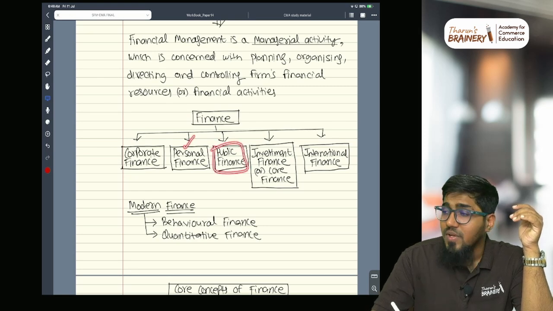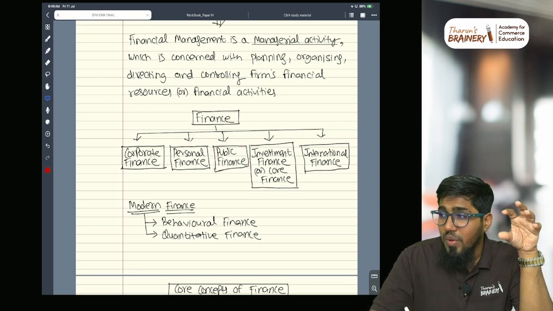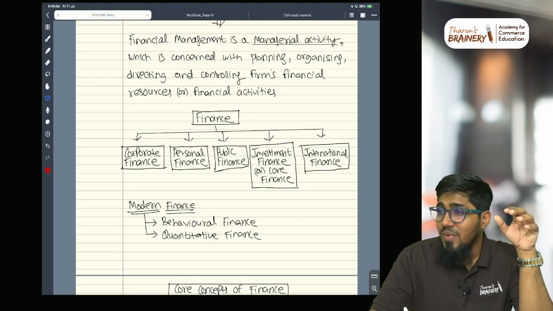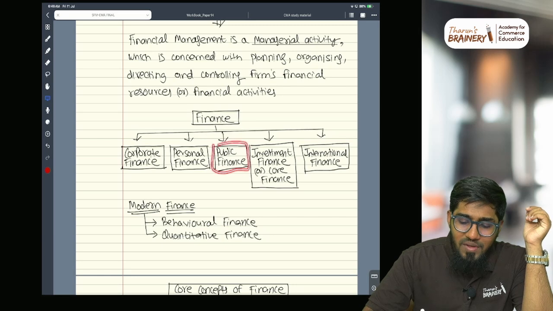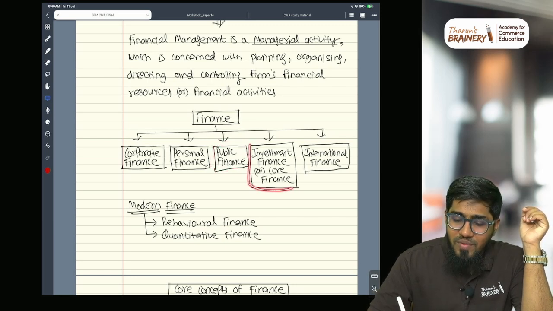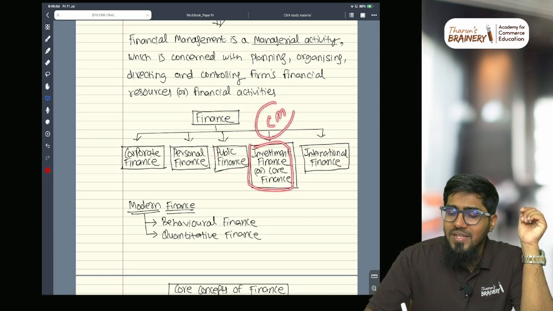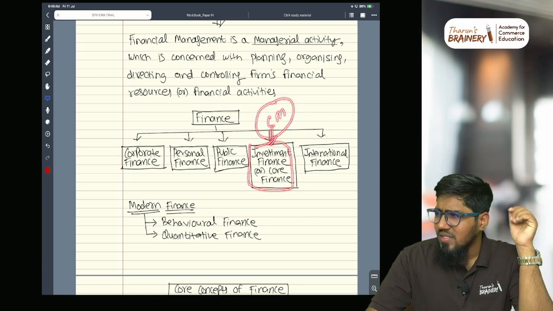Public finance is finance for government entities. So state government budget preparation, central government budget preparation every year, Nirmala Sitharaman in her green and red saree, they will come, right? So all this comes under public finance. Then we have investment finance, the finance for capital markets, and this is a huge area. It is a huge area.